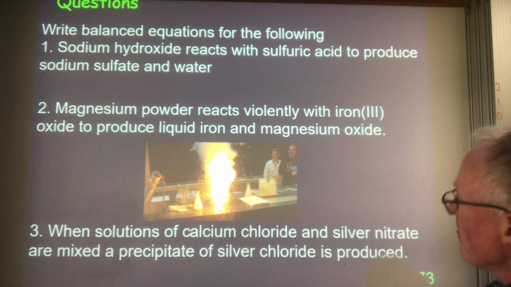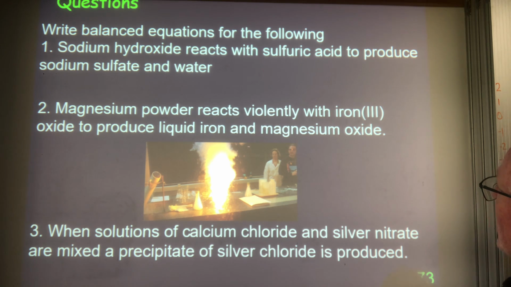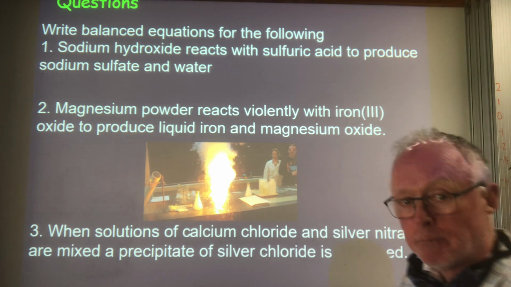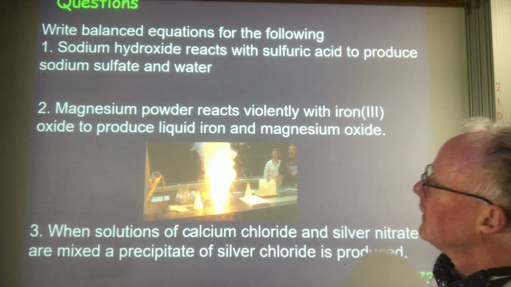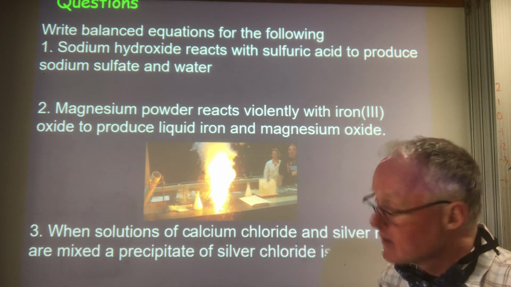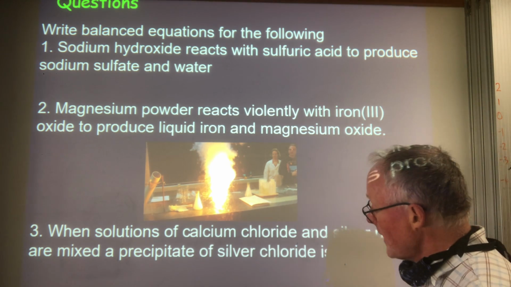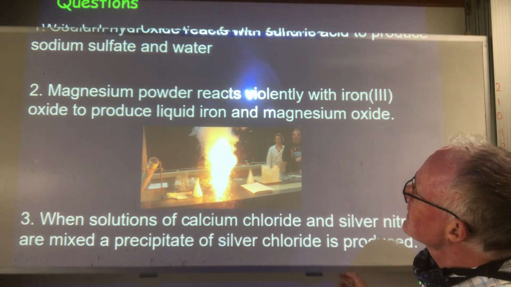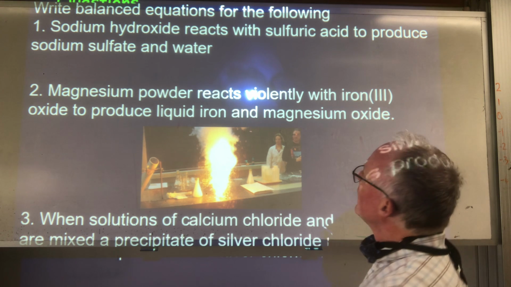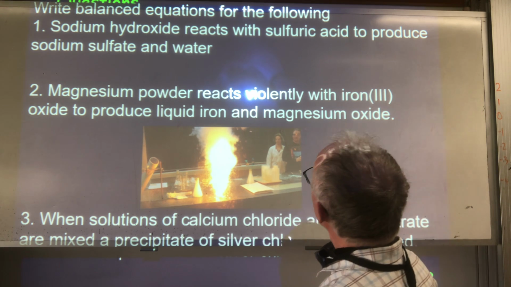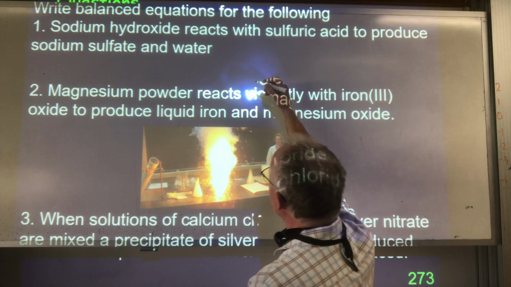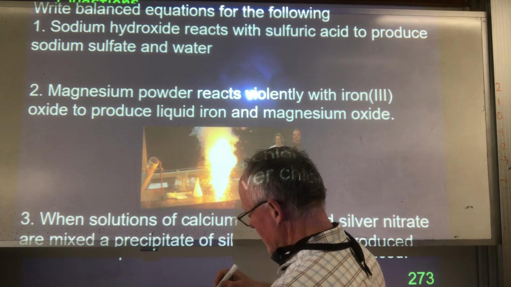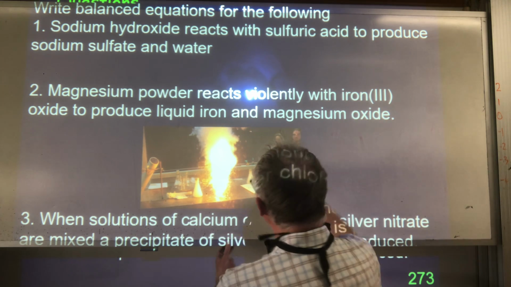So the first question, we've got sodium hydroxide reacting with sulfuric acid to produce sodium sulfate and water. What sort of reaction is this? Well, hopefully, especially at this stage, you're all recognising that as an acid-base reaction. So it's acid-base, and what's the reaction scheme? Acid plus base gives salt plus water.